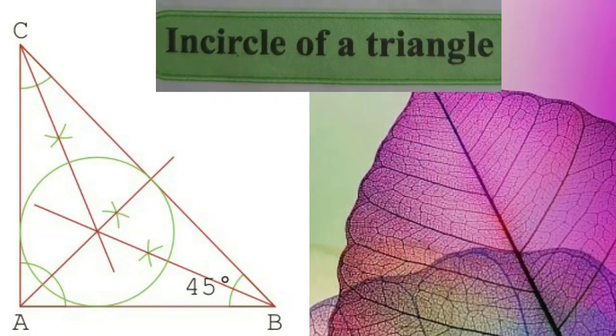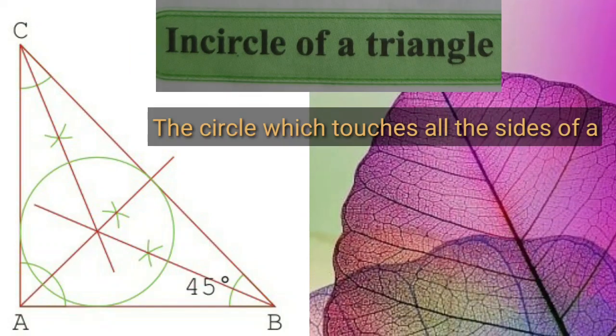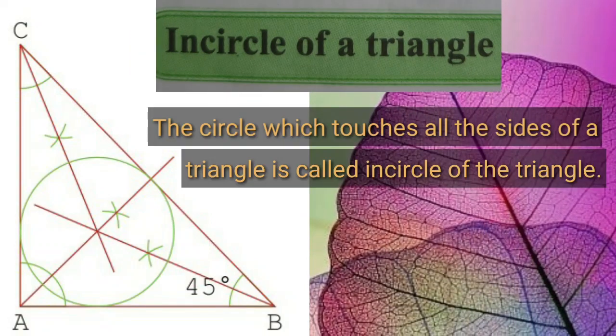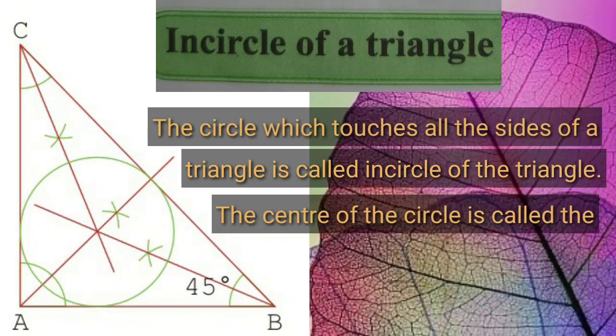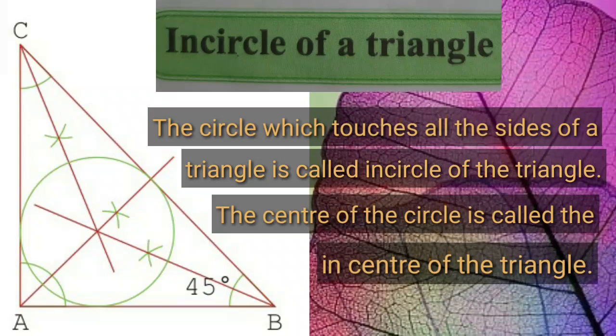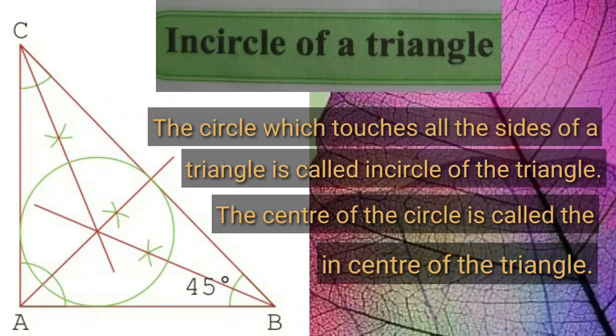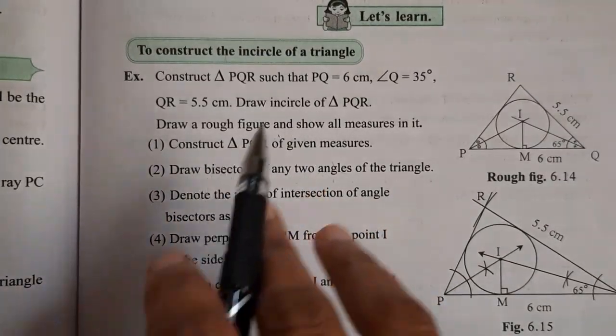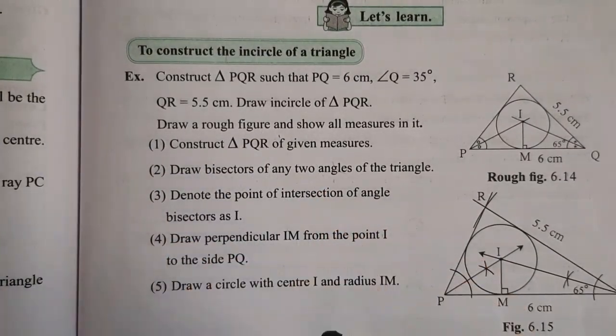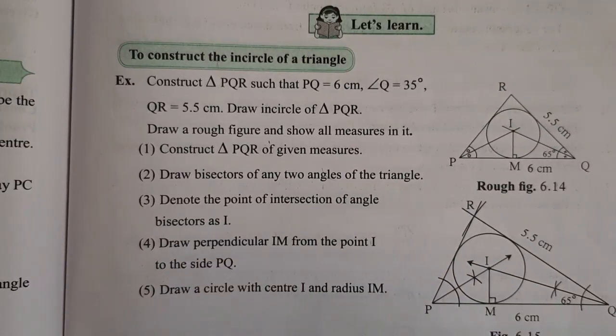Incircle of a triangle: the circle which touches all the sides of a triangle is called the incircle of the triangle, and the center of the circle is called the incenter of the triangle. To construct the incircle of a triangle, here one example is given and their steps are given. We will discuss these steps first, then I will explain actually how to draw the incircle of a triangle.